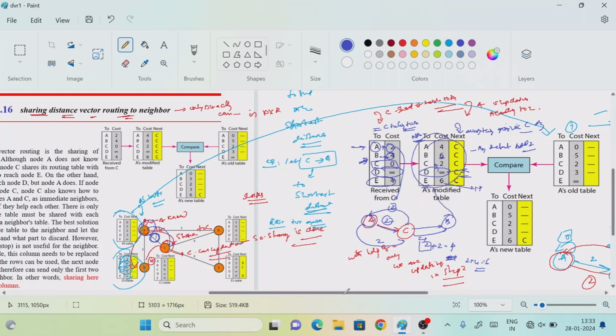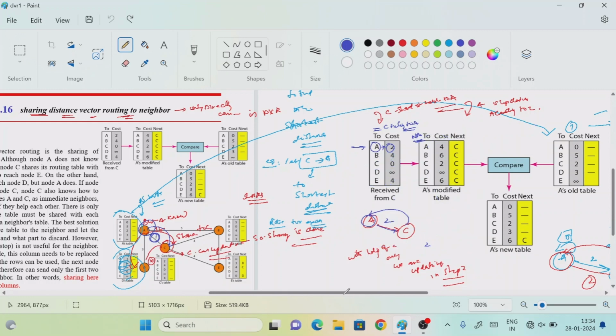See that here the priority everything will be given in step to C. Even if A wants to go by itself also, it is not going directly, it is going via C only. This point you need to remember. If you understand this one, then A's modified table is done, everything with next hop ID as C. Now see that we have kept aside, right? That step 1, nothing but A's old table, right?